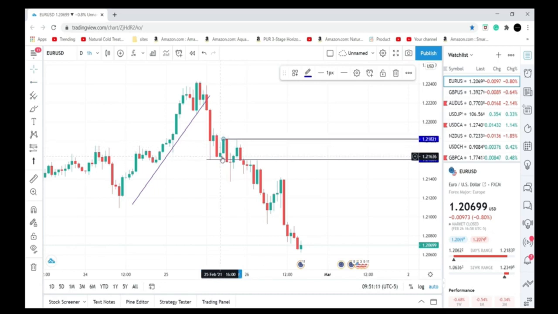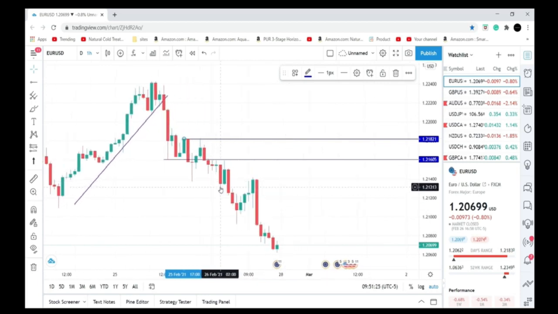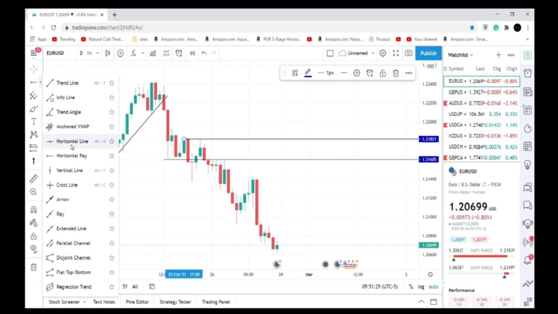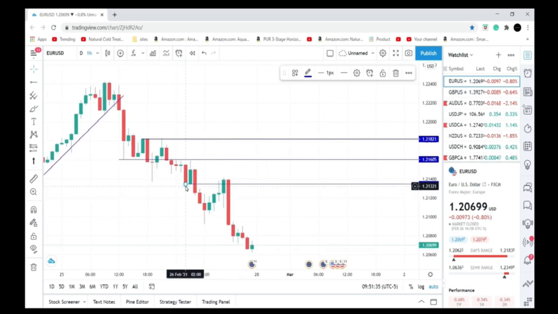Now, let me tell you how I mark mine down. I mark it based on the body of the candle, okay? So let's say that the market is going down right here, and we're going back up, and we're looking for a level. You see how this is the lowest low right here? I'm going to take my horizontal line, and I'm going to put it at the body of the candle. This is the wick. You see the wick is the line, all right? I'm putting it at the body of the candle.